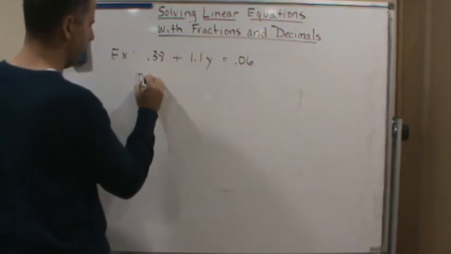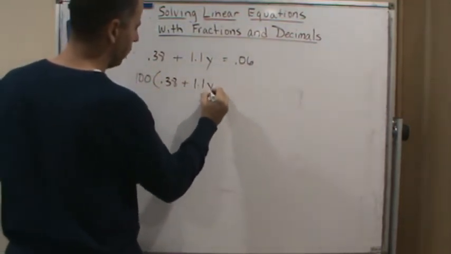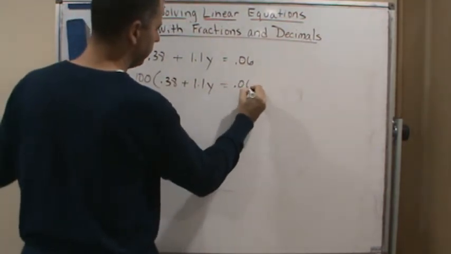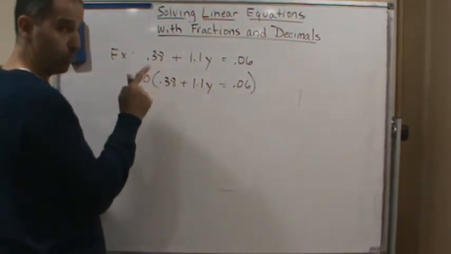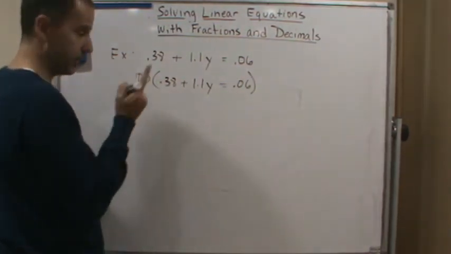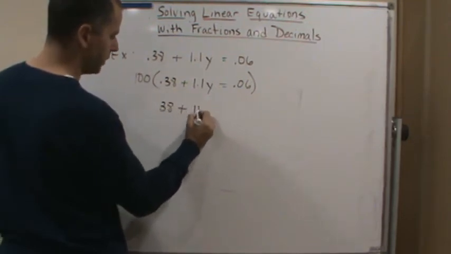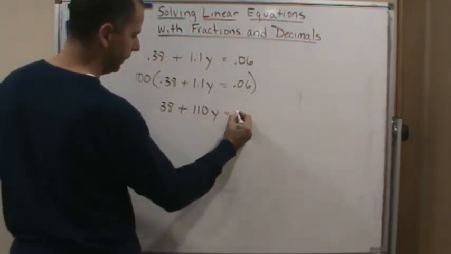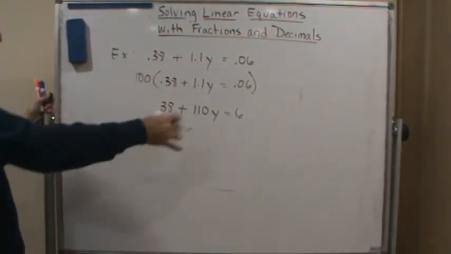So I'm going to do 100 times 0.38 plus 1.1y equals 0.06. So now again, if I multiply everything by 100, all I'm doing is moving the decimal point to the right 2 spots. So that means this is going to be 38 plus 110y equals 6, and voila, I am right back to where I started last time. And so now I can solve this, right?